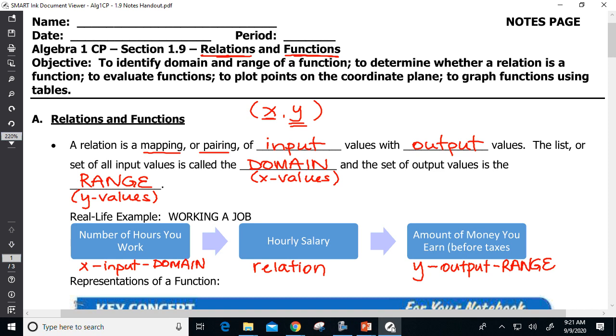So, main thing to take away: input's your domain, output's your range. Any questions before we continue? Again, if you have questions, type them in the chat, come off mute and ask. But as always, closed mouths don't ever get there. If not, then let's keep going.